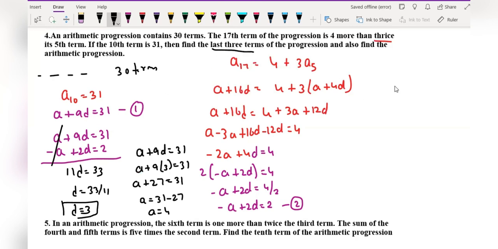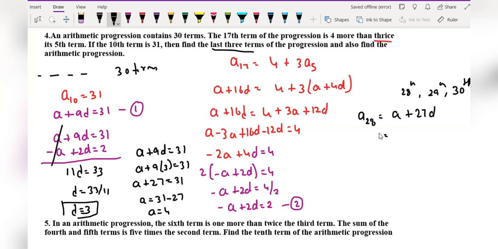Last three terms, कौन से रहेंगे? 30 terms हैं, so 30th term last रहेगा, 29th last second रहेगा, and 28th term last third रहेगा. 28th term फाइंड आउट करने का हमें. So A28 को हम क्या लिख सकते हैं? A plus 27D, फॉर्मूला अप्लाई करो तो ये आएगा.